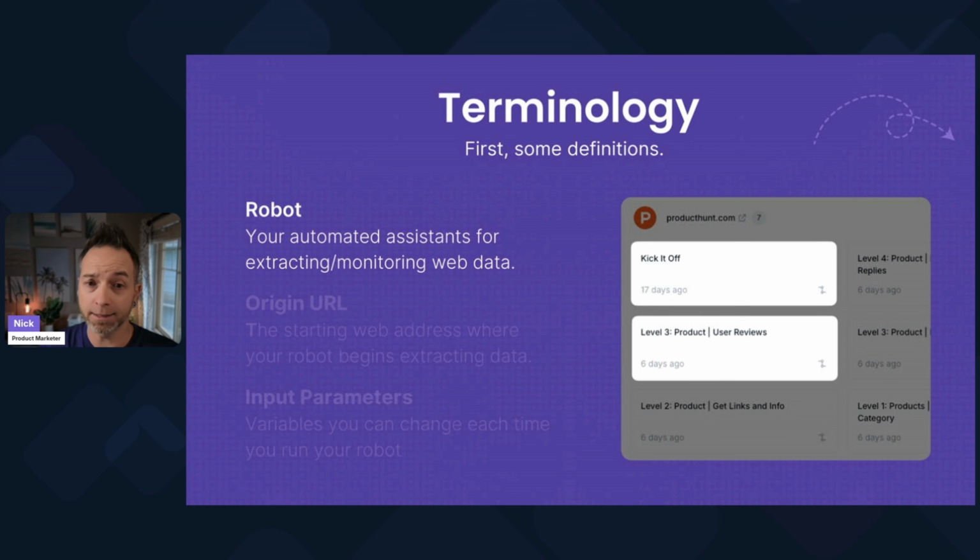So the robot is your automated assistant. That's what you train to extract and monitor web data. And we'll jump into Robot Studio in a bit to show you how to do that. But the robot is what you're training to go do the job for you.